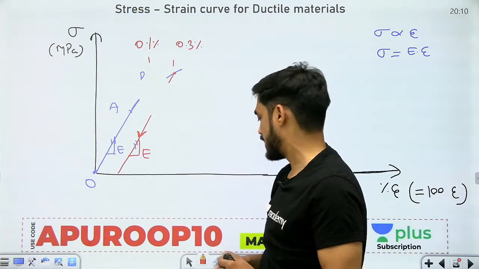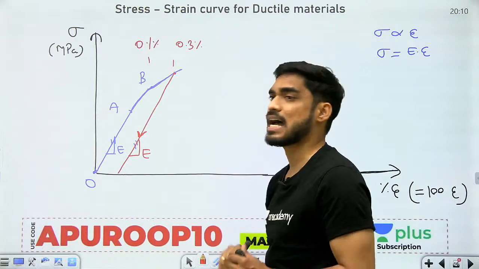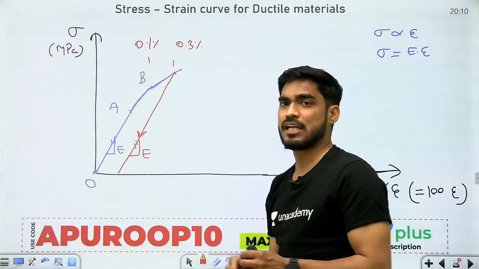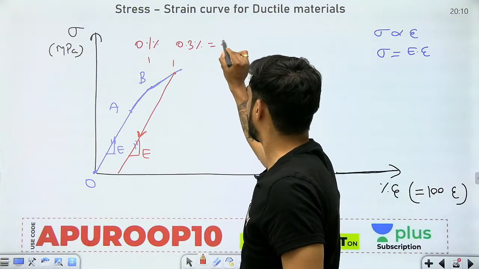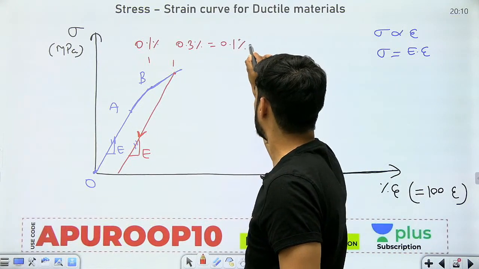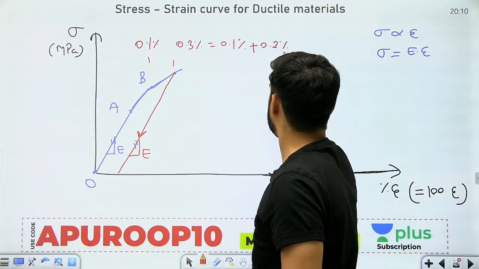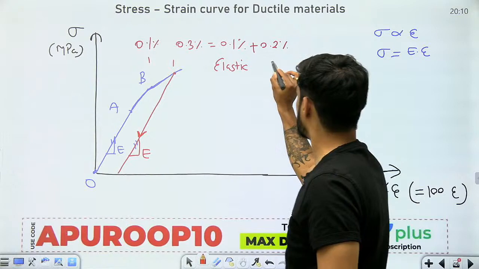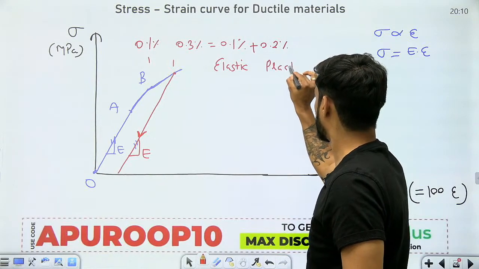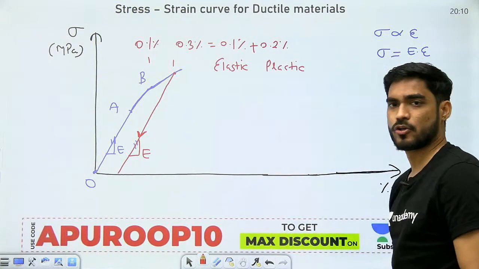0.1% is the elastic strain. And after B, whatever you are getting is plastic strain. So this 0.3 I can write as 0.1 plus 0.2. This is what? Elastic strain. This is what? Plastic strain. Do you understand?